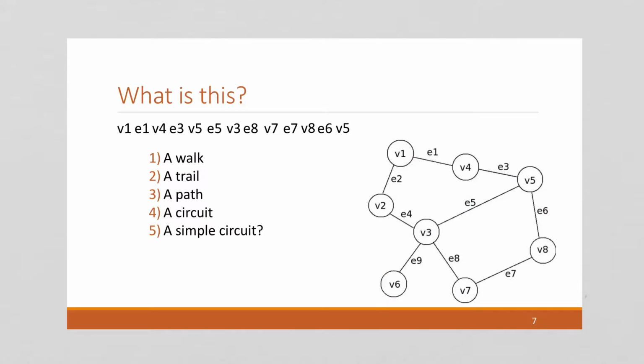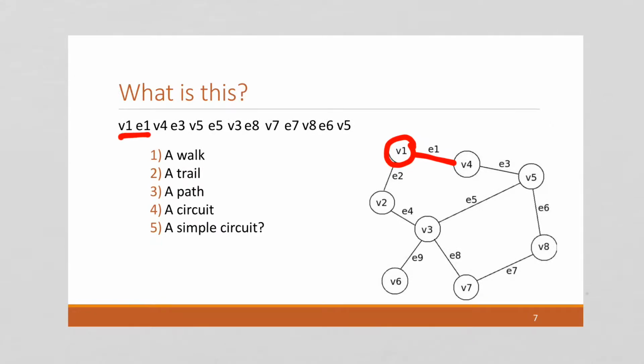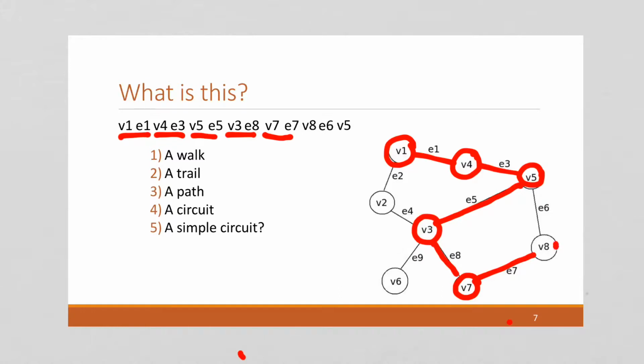Okay, last example, I promise. So again, we start at V1. There's no reason I'm starting at V1, it's just convenient. V1, E1, V4, E3, V5, E5. Whoa, it's a little straighter. V3, E8, V7, E7, V8, E6 to V5. So this one, we've seen a vertex twice.